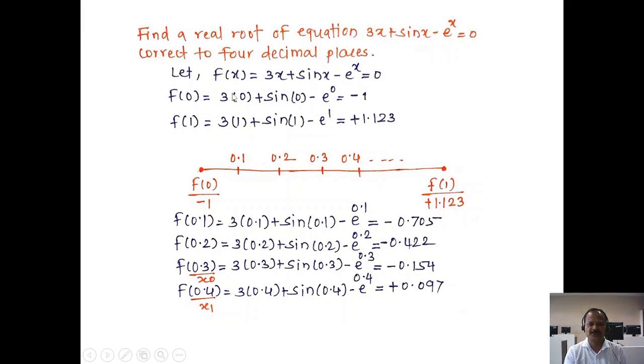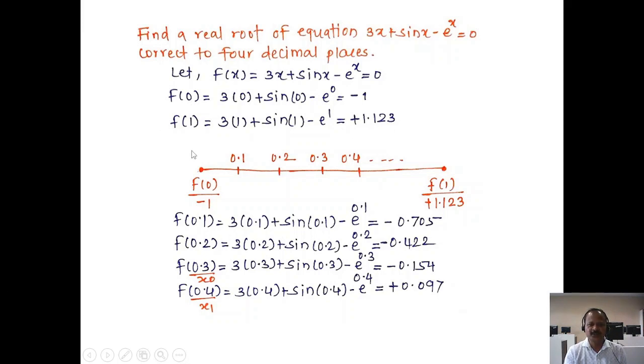First you can put x equal to 0 in this equation. So f(0) is equal to 3 into 0 plus sin 0 minus e raised to 0, which is equal to minus 1. So the answer is negative. Then we have to put 1 into this equation. So 3 into 1 plus sin of 1 minus e raised to 1 is equal to plus 1.123. Now this answer is positive. So we can say that the root lies in between 0 and 1.